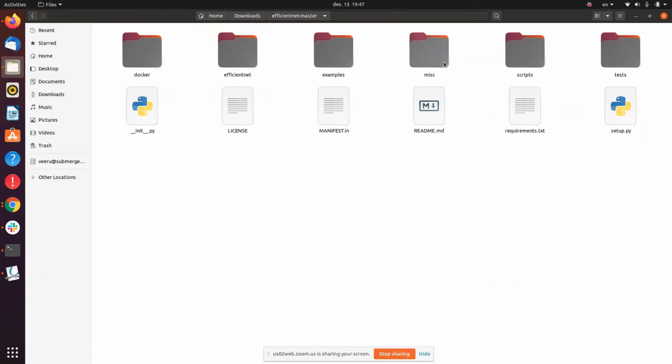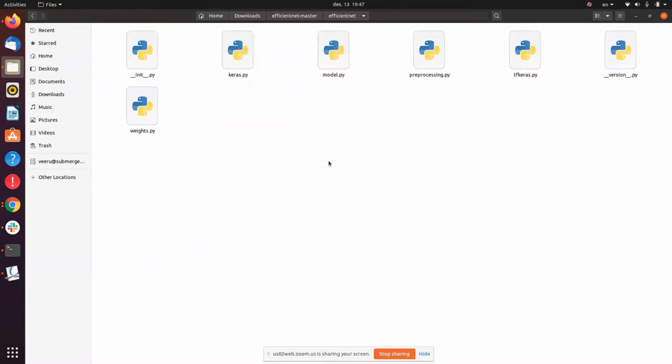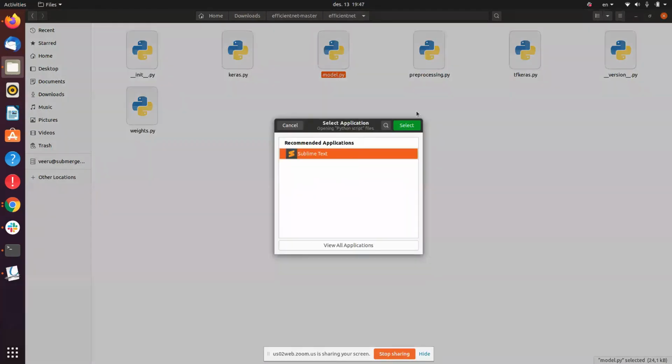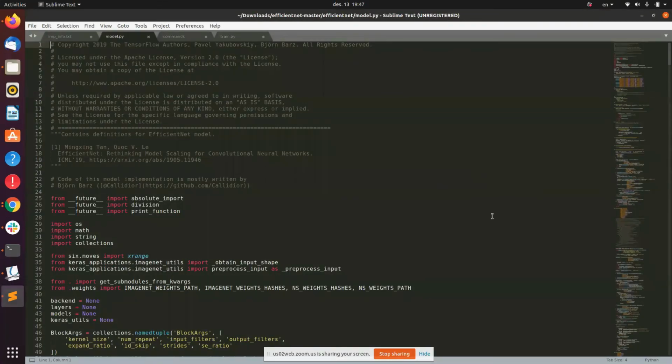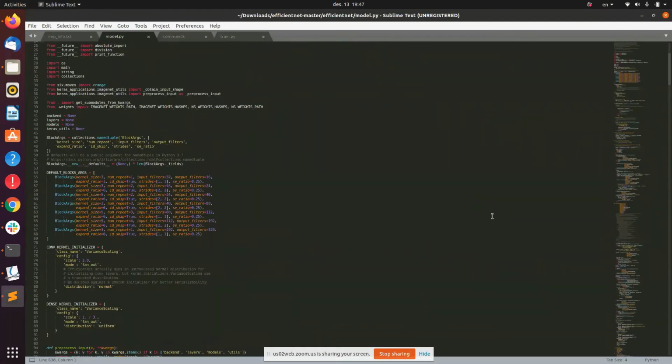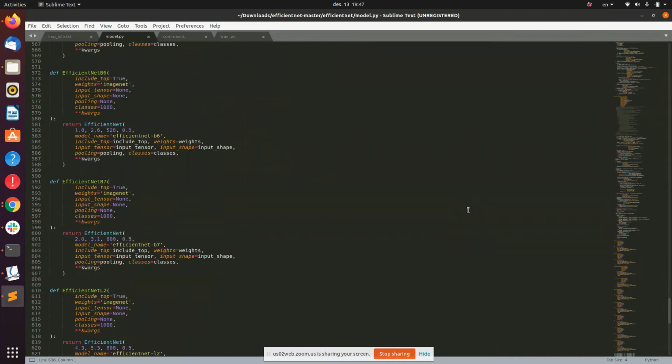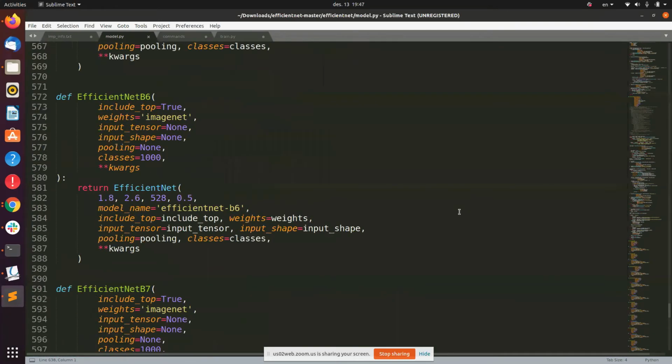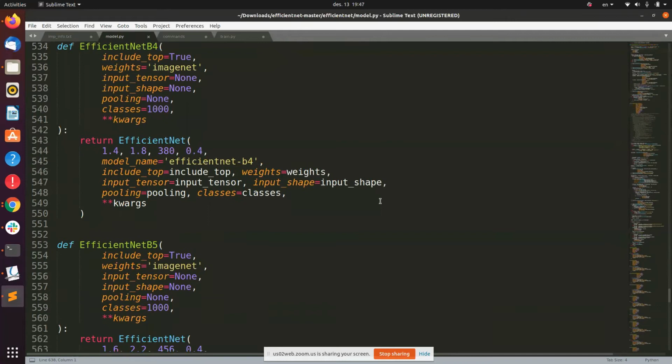It is not my own implementation. I have used it from somewhere else, and I'll show you that reference also. So this is just to show the different versions.